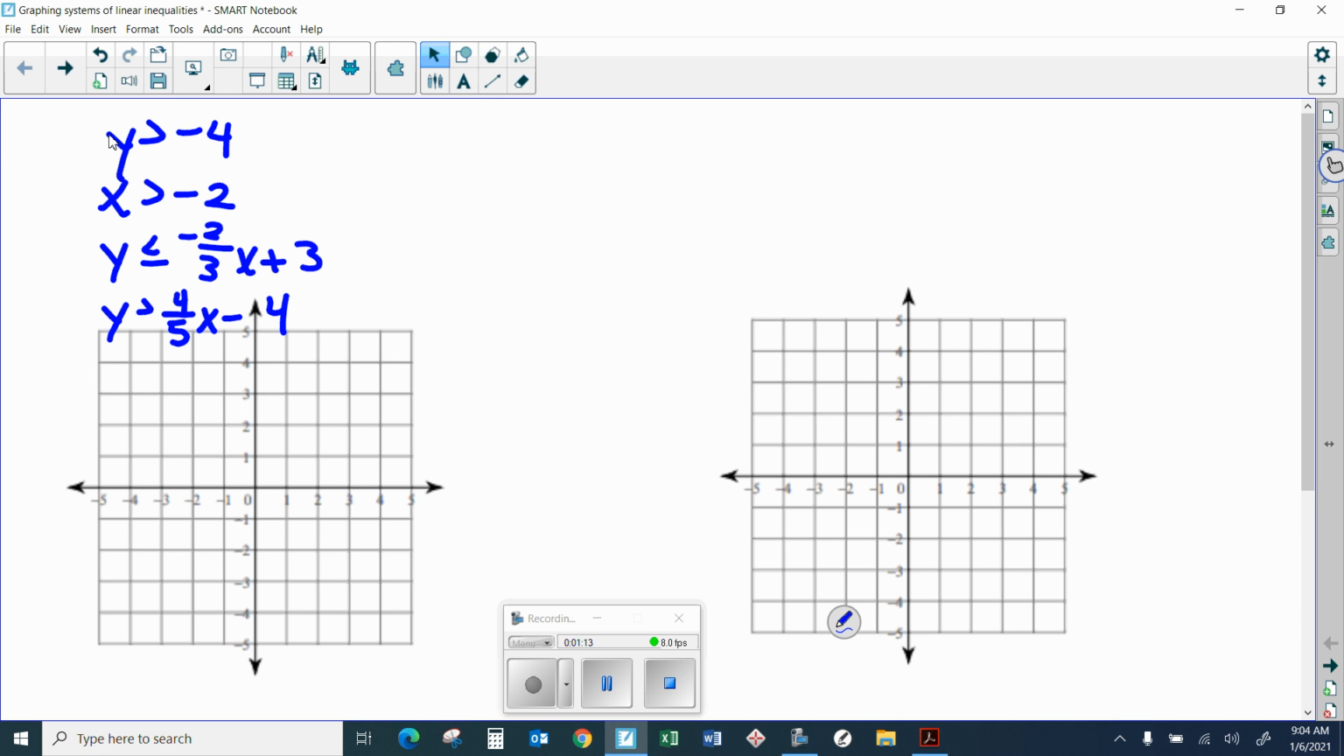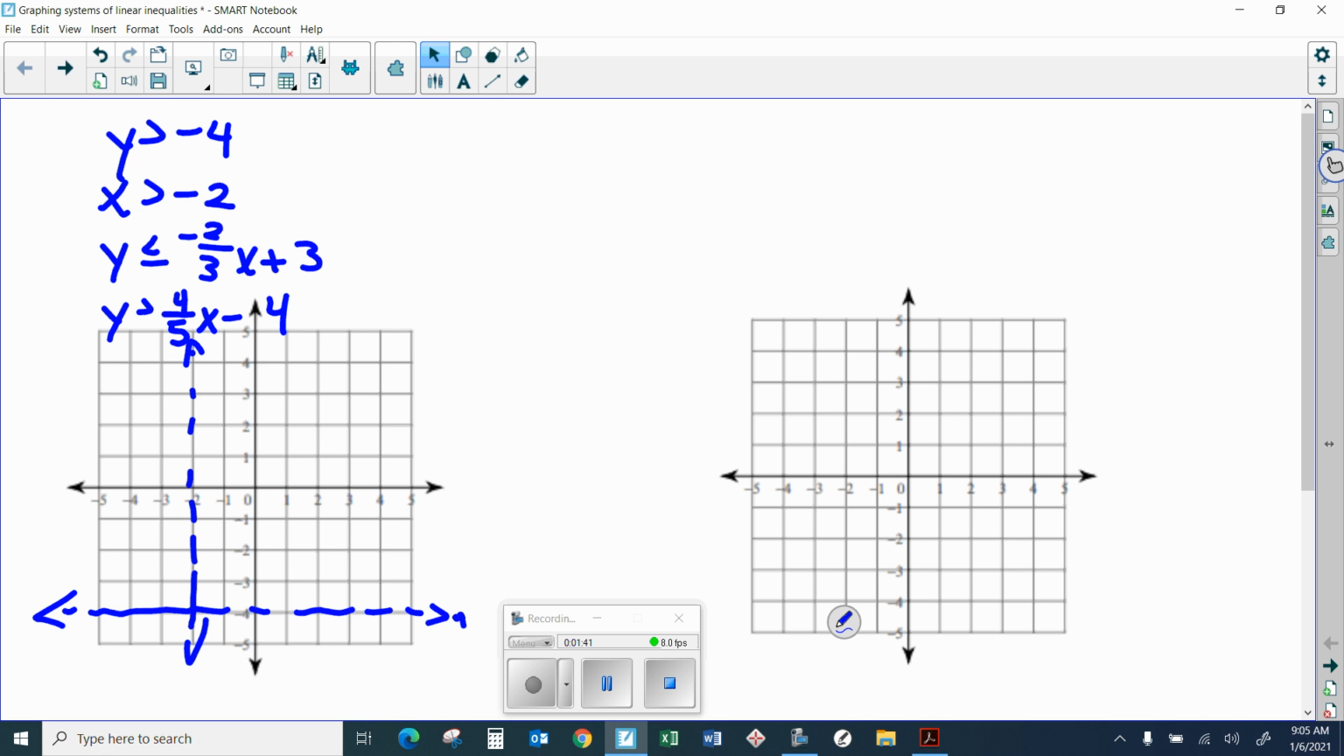So I graph each one of these. First, I just graph the lines. y is greater than -4: you should know by now that's a dashed horizontal line at -4. All the y values must be -4, and x can be anything. Now I have x equals -2, so there's x equals -2.